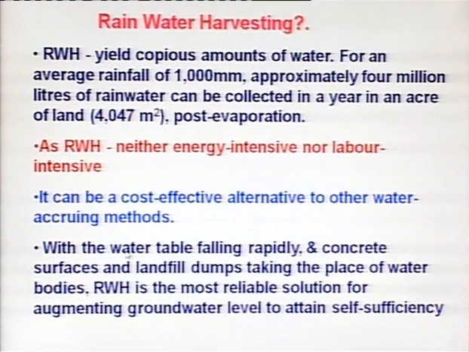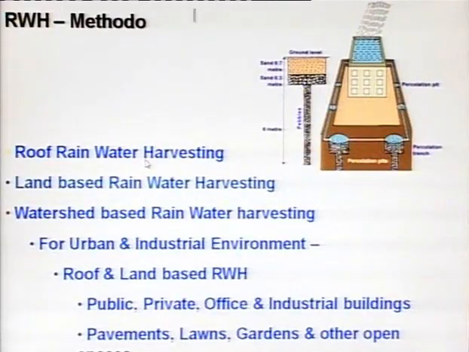With the water table falling rapidly, that is the depletion of water level, and concrete surfaces and landfill dumps taking the place of water bodies, rainwater is the most reliable solution for augmenting groundwater level to attain self-sufficiency. So rainwater harvesting is very important. Rainwater is harvested and stored in big containers.